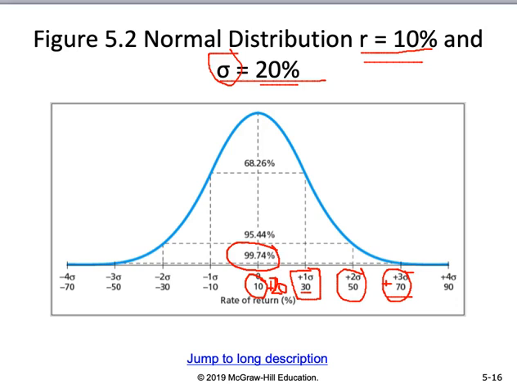Now, this all assumes a normal distribution, and therein lies somewhat of a flaw, in my opinion. And this works on the negative side as well. The 10% mean minus the 20% standard deviation gets us to negative 10% on a negative 1 standard deviation outcome, and then you would subtract another 20% to get a negative 2 standard deviation outcome.